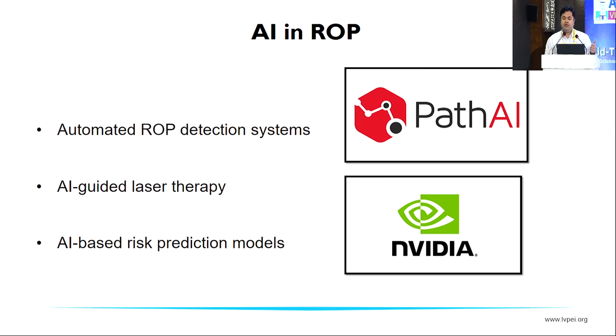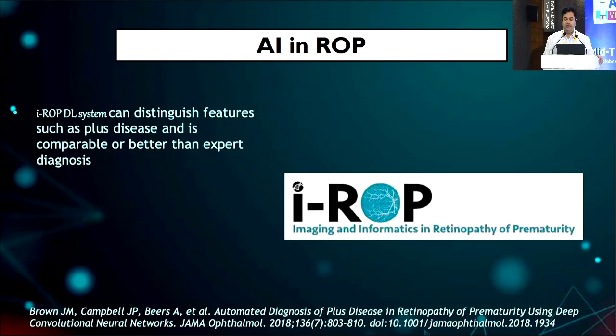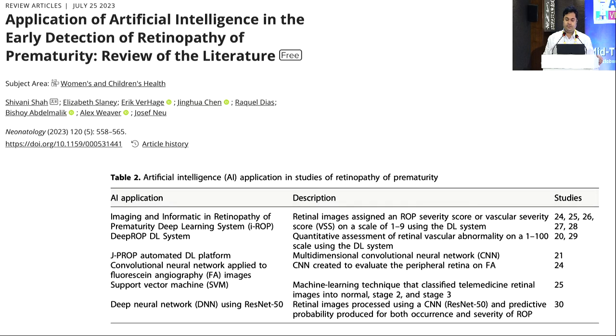We have a lot of companies which have already started in this domain: Path AI, NVIDIA, and iROP as well. As I explained, plus disease is a very important factor here that can be picked up by AI. This is just a table, a very good review article which explains the several neural networks and algorithms. Going into the algorithms per se is beyond the scope of this talk; some are image based, and some are based on data.